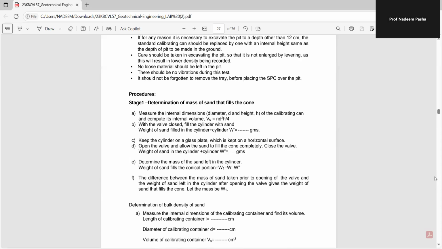No loose material should be left in the pit. There should be no vibration during this test. It should not be forgotten to remove the tray before placing the SPC over the pit.